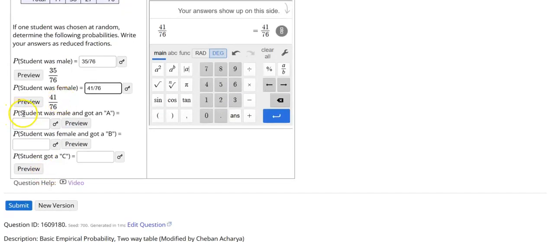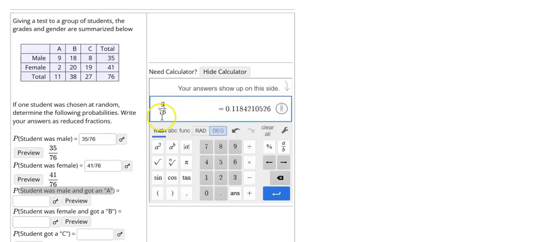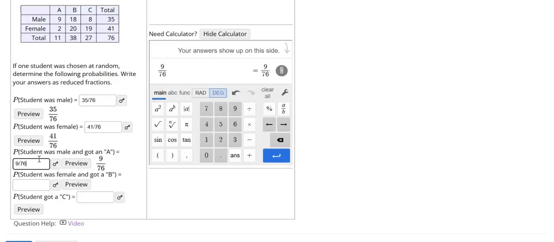What's the probability that the student was male and got an A? If you look here, the number of males who got an A is 9. So 9 students got an A and are male as well. So you do 9 over 76. As a decimal it is this number, and as a fraction it is 9 over 76 as well, because it is already reduced and cannot be reduced.